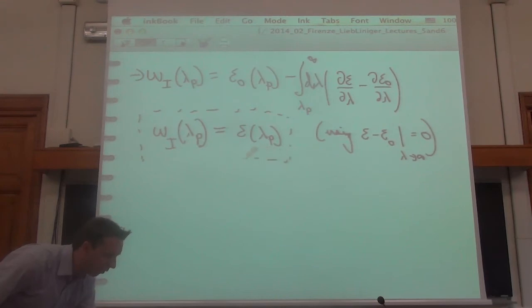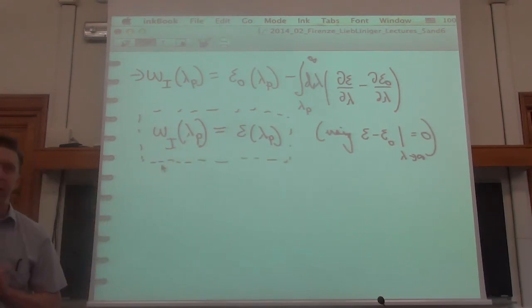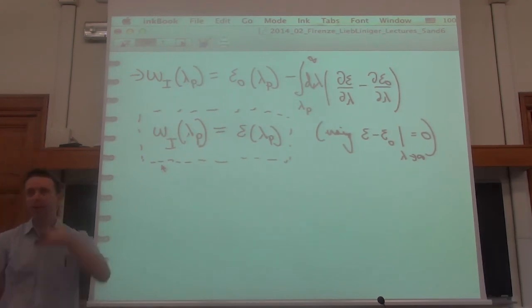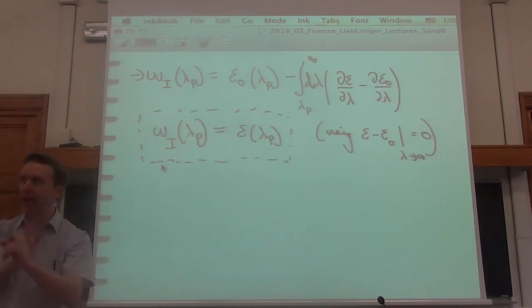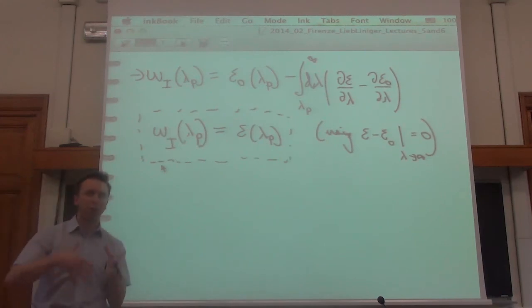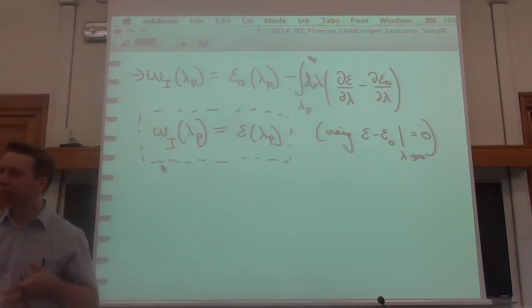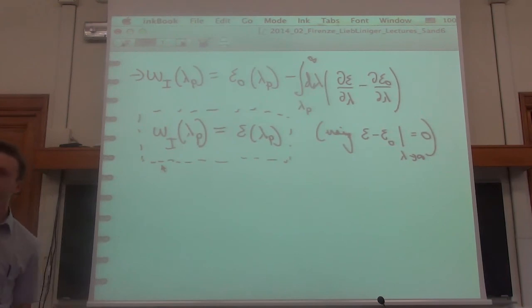If you have a type 1 excitation in your system at rapidity lambda p, then the energy it carries is simply epsilon of lambda p. So epsilon is indeed a true physical energy function for the excitations. It looked like an energy function in the free energy that we wrote a la Yang, but indeed, if you construct these excitations, the type 1 modes, then they have this dispersion relation.